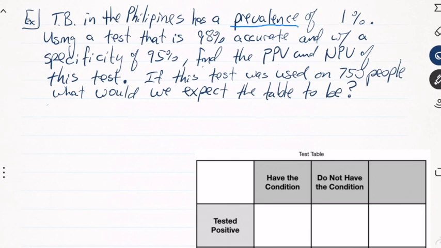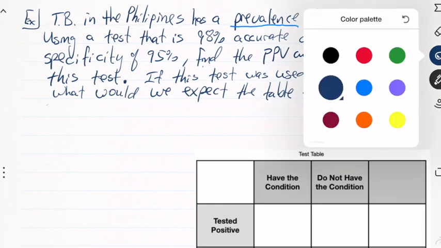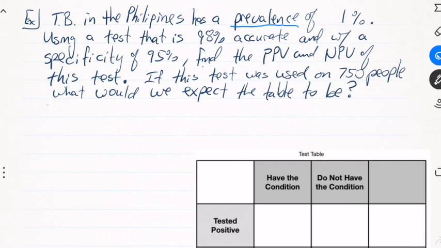Now, before we can do anything, we need to have a population we're going to experiment with. So we're going to use this on 750 people, and what would we expect the table to look like based on all of these percentages? So we're going to start off with the prevalence. It's the best one to start off with. So we have 1% of my 750 people, if we're in the Philippines, that we would expect to have tuberculosis.